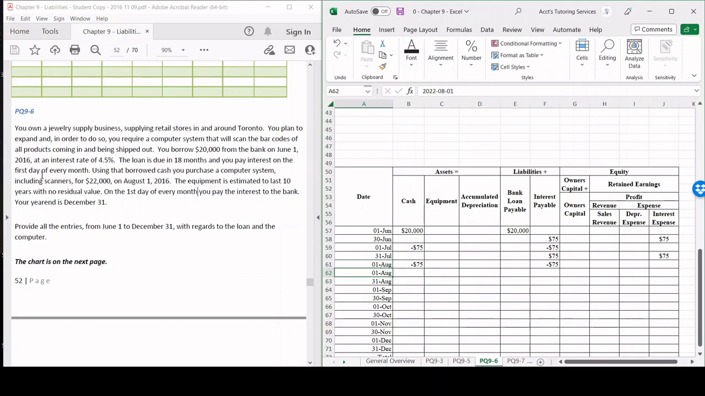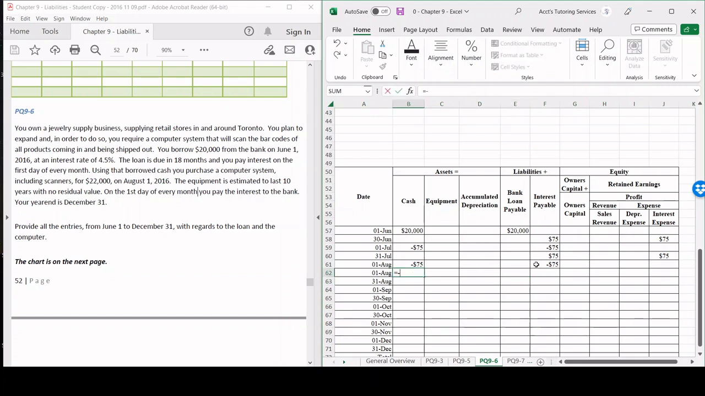we purchased the equipment for $22,000. So simply put, we purchase equipment. Students might get confused that the loan was for $20K and the whole point of the loan was for purchasing the equipment, right? But the equipment is $22,000. That's fine because the company might have other cash laying around and they might have used that cash as well to buy this equipment. So we're going to purchase this with cash.